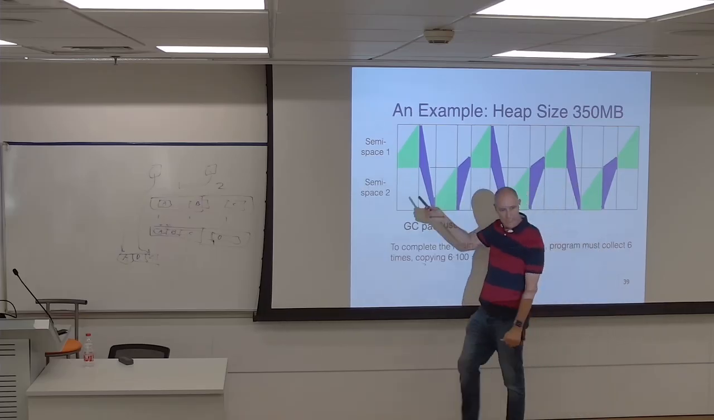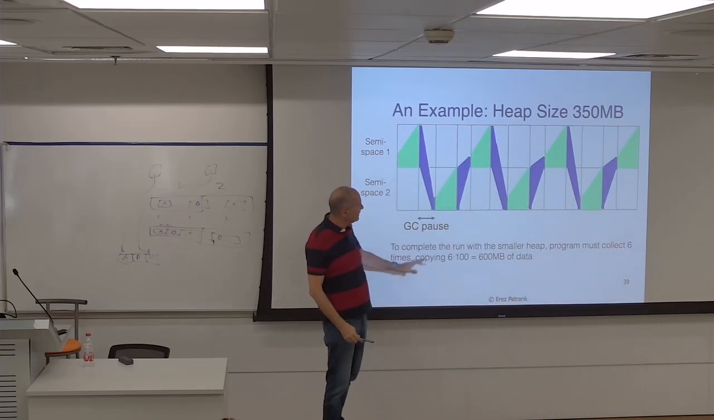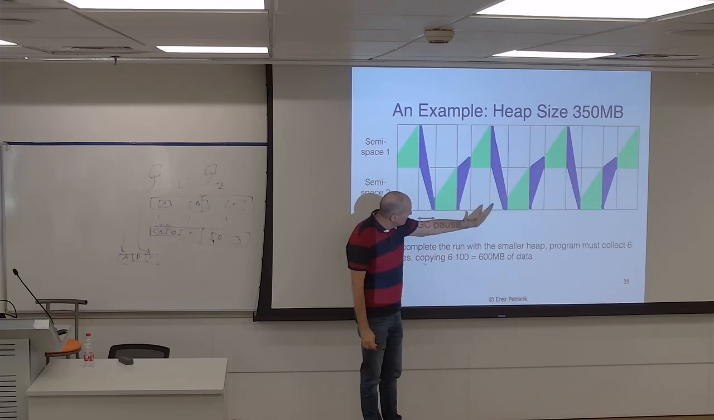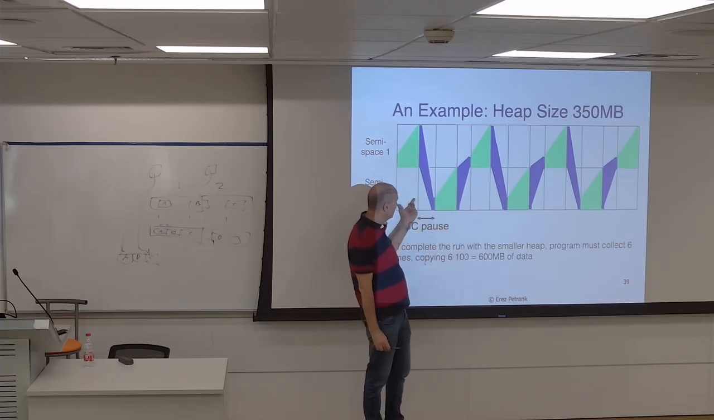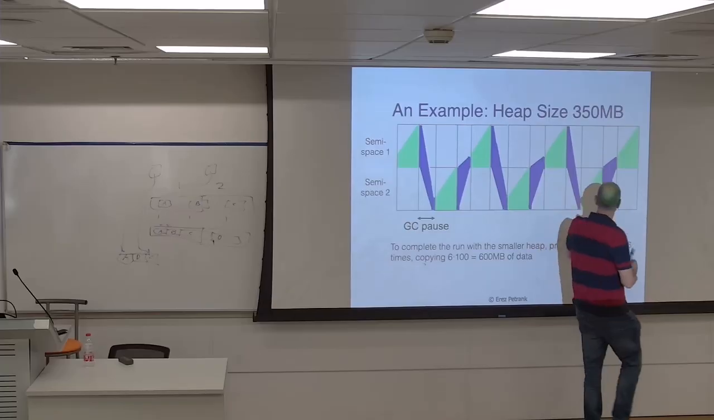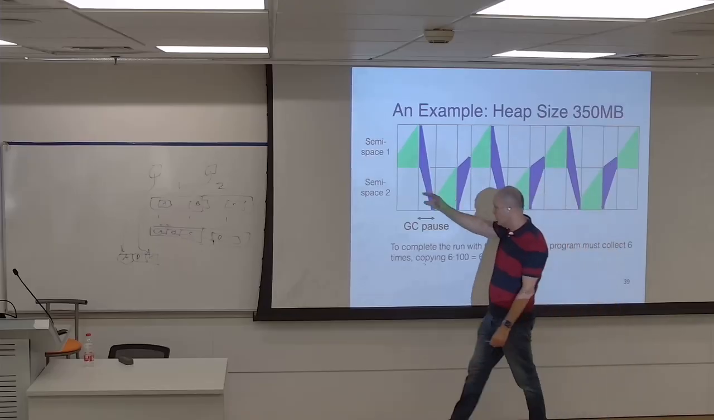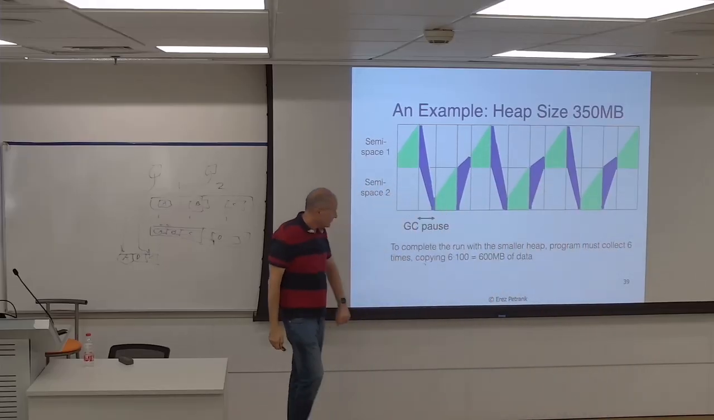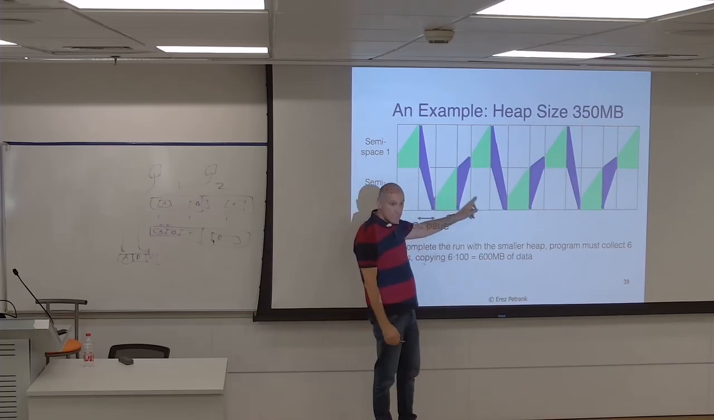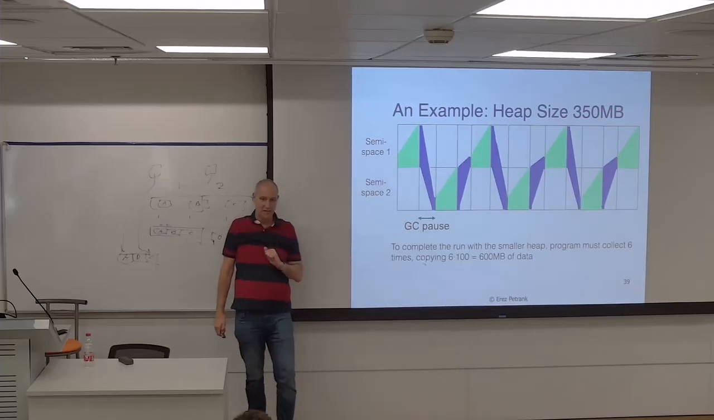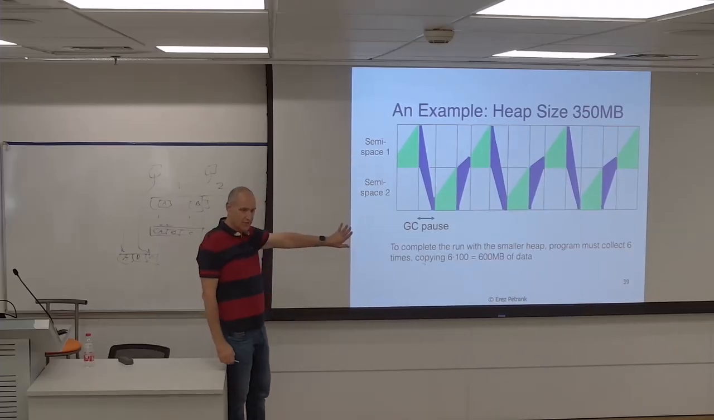So to do 1800, I need about 7 of these: 6 collections between 7 allocation periods, 1, 2, 3, 4, 5, 6, 7. And that finishes all the 1800 megabytes of allocation that I need in the program. And I need to do 6 garbage collections, and in each of these 6 collections I copy 100 megabytes. So overall, I copy 600 megabytes. That's the cost of all the collections overall.